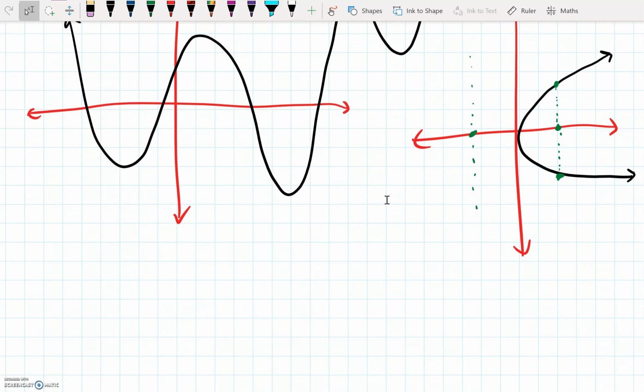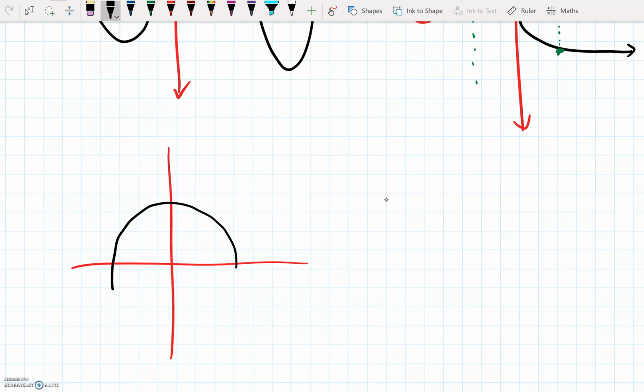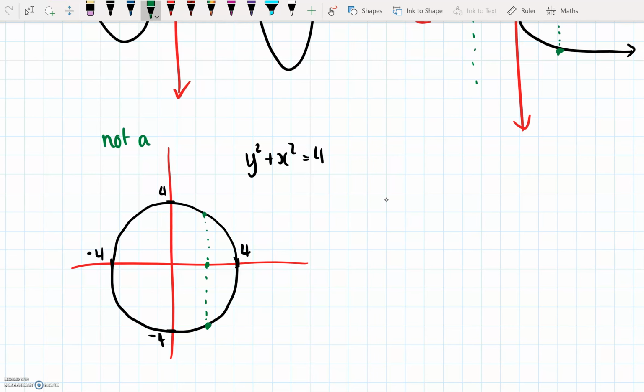All right, another example of a graph that is not a function is the graph of a circle. So we can graph a circle if this goes through 4. Okay, then the equation of this is actually y squared plus x squared equals 4. That's the equation for this circle. And again, if you pick an x value, you can have 2 y's, so this is not a function.